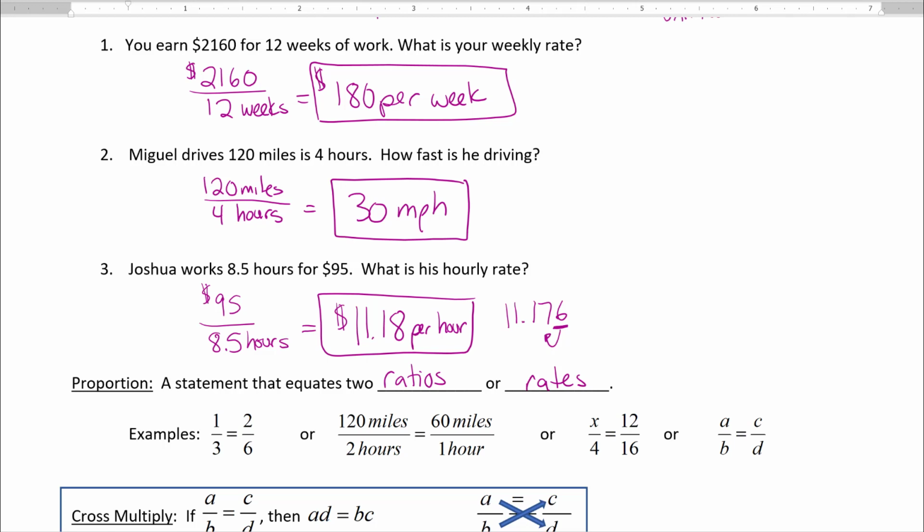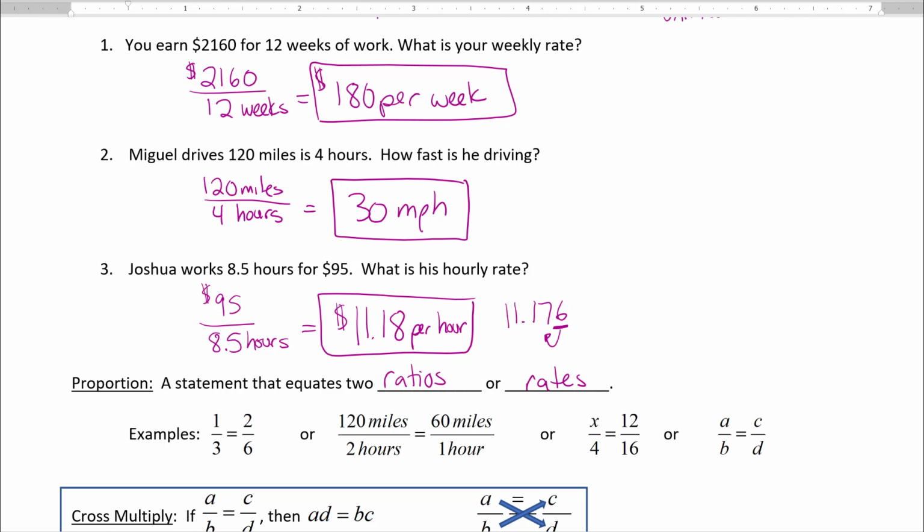The next one, 120 miles for every 2 hours, is the same thing as 60 miles over 1 hour. So 60 miles per hour is the same as 120 miles per every 2 hours. This is two rates because they have different units. So this is a proportion. The next one, x over 4 equals 12 over 16. Even though x is a variable, this is still a proportion because it's two ratios set equal to each other.